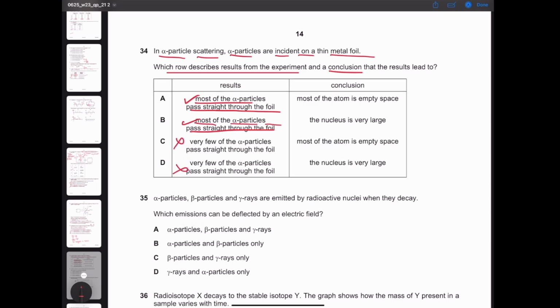And what is the conclusion? See, if most particles are able to pass through, it means the atom is mainly empty space, right? So the answer should be A.